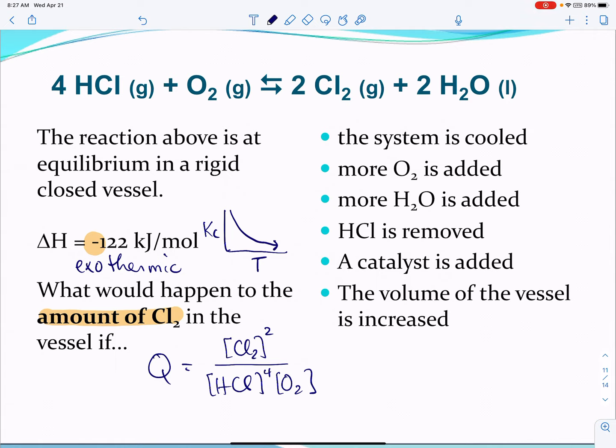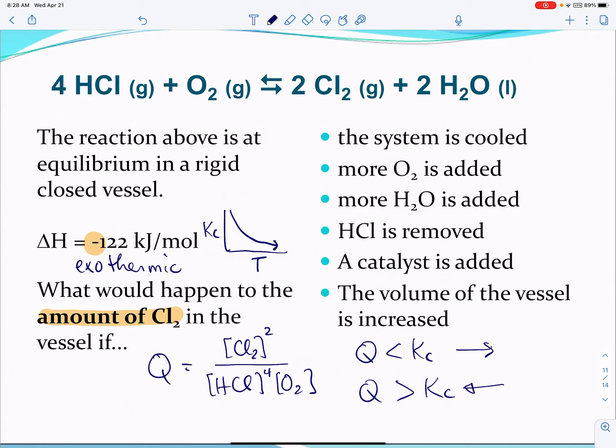Also remember that when Q is less than Kc, it results in a forward shift. If Q is greater than Kc, it gives us a reverse shift in equilibrium. If Q is equal to Kc, which is what we have at the beginning before we do any stresses, then the system is at equilibrium and there's no shift, right? There's no shift forwards or backwards if you're at equilibrium. So Q equals Kc, there's no shift.